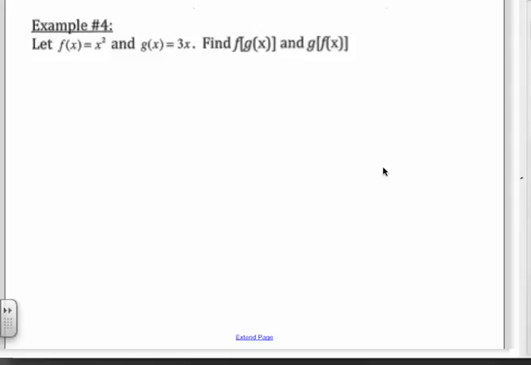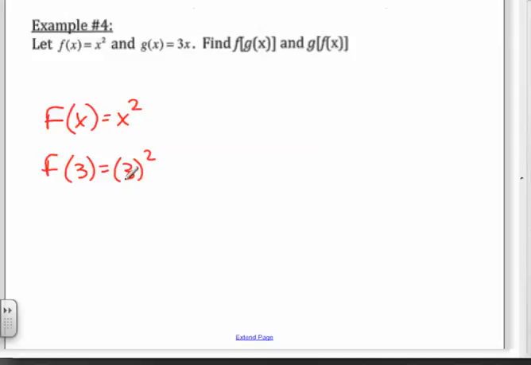Now, if I said that f of x is equal to x squared, and I asked what's f of 3, what would I do here, Alexander? You plug in 3 for x. So I'd plug in 3 wherever x shows up, and I'd get 3 squared, right? Which turns out to be 9.